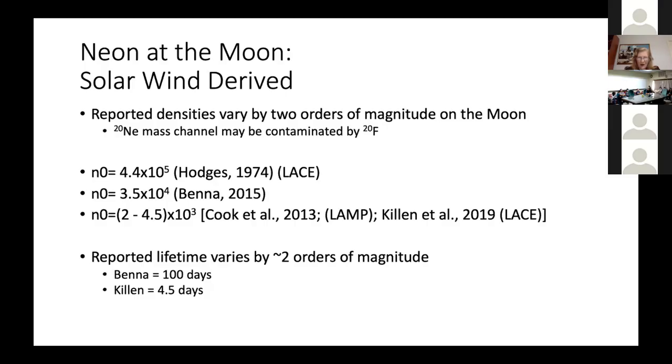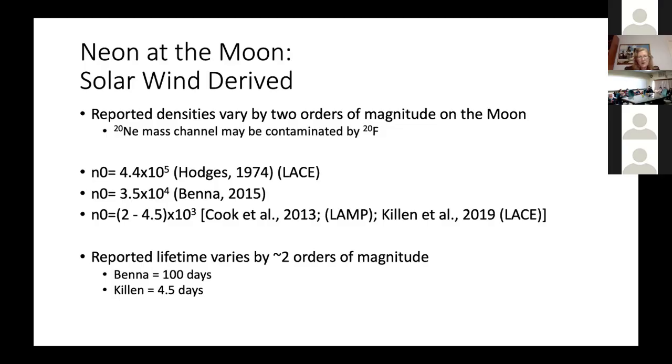And then I reanalyzed the LACE data and got a number consistent with Cook. And the reason for all of this is because this is a mass spectrometer. Neon mass is 20, fluorine mass is 20. And so we think that the mass 20 is contaminated.